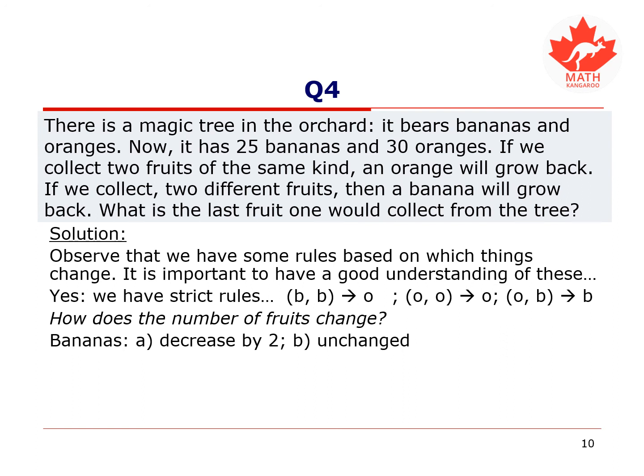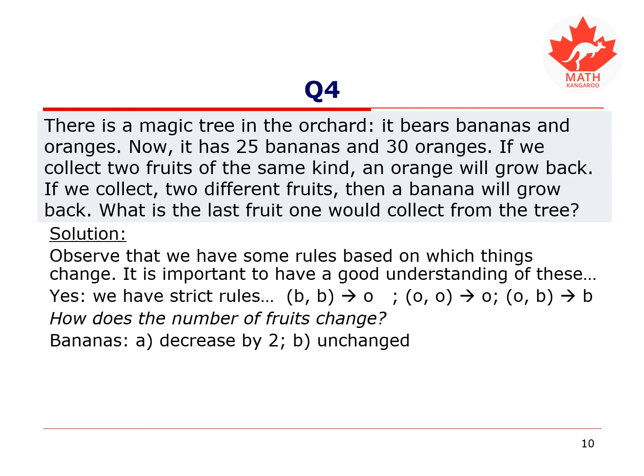What do I mean by that? I collect 2 bananas and get an orange. That's 2 less bananas on the tree. I collect a bunch of oranges and get back an orange. Nothing happens to the bananas. I collect an orange and a banana grows back. Nothing changes to the number of bananas on the tree.